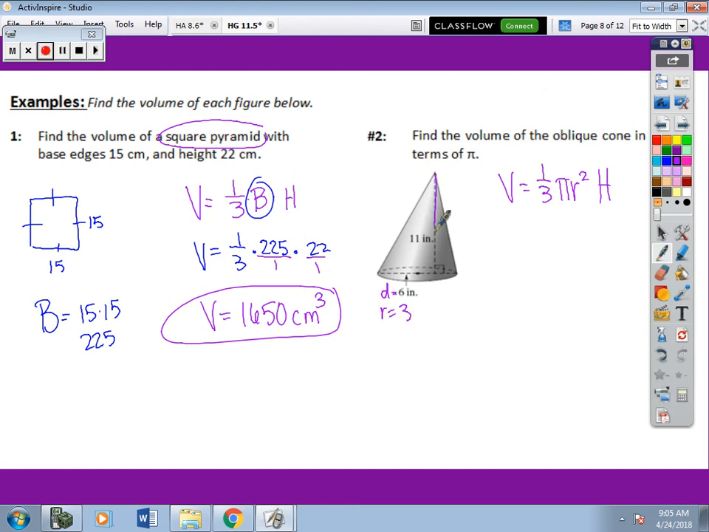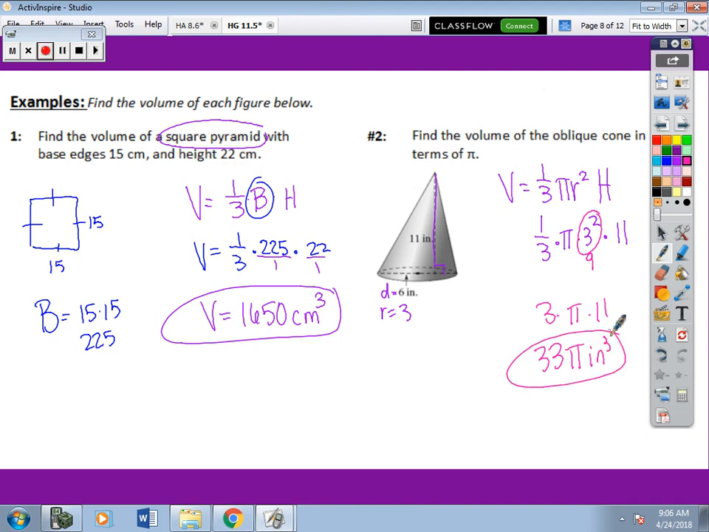And you can see that the height is drawn in. Now in an oblique cone, the height does not touch the center, but it doesn't matter as long as you see a perpendicular segment. So we'll have 1/3 times pi times 3 squared times 11. And we'll leave this in terms of pi. So 3 squared is 9. 1/3 of 9, or 9 divided by 3, is 3. 3 times pi times 11 will be 33 pi. And if you want to use your calculator to help you, you can, just don't press the pi key.